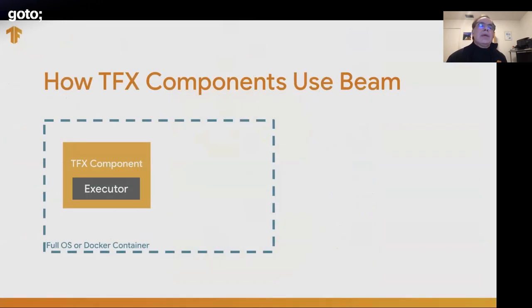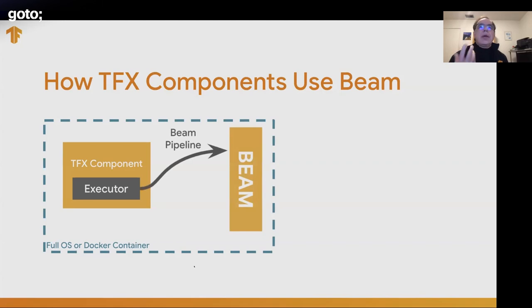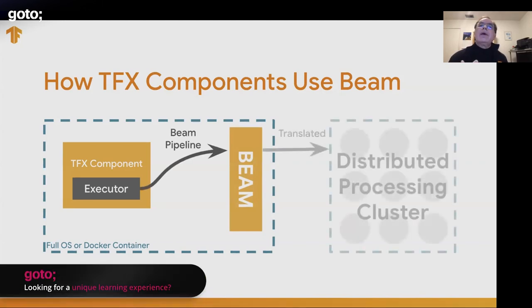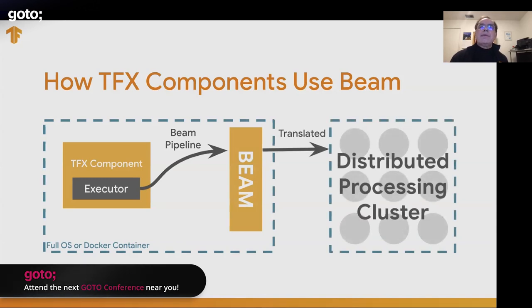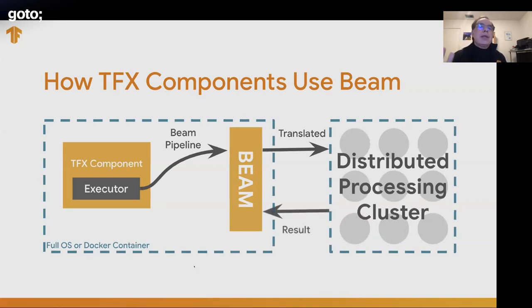Or looking at it a little differently, we have our component, and remember we talked about the executor where the work is done. That could be running on a full operating system or in a Docker container. We have Beam. We create a Beam pipeline and send that off. That gets translated to the native SDK for whatever processing cluster we're using, it generates a result, and that's translated back to the Beam SDK and delivered back to our executor. So we're able to run that processing on our cluster and take advantage of those compute resources.